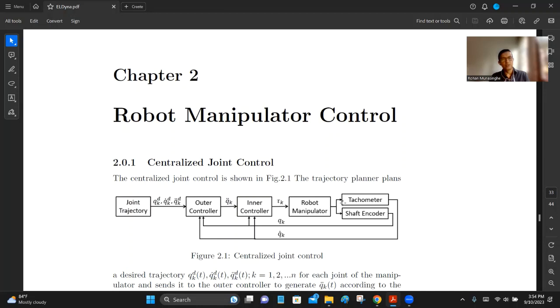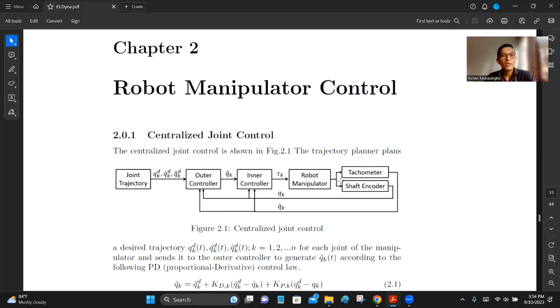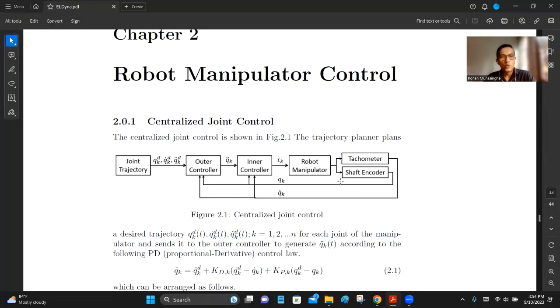Okay. So the next thing is manipulator controls. These are very closely connected together. So let's look at the basic controls for manipulators, right? This diagram shows you one very straightforward way that you can control a manipulator, right? We start with the joint trajectory, right? 2.0.1 is centralized joint control.